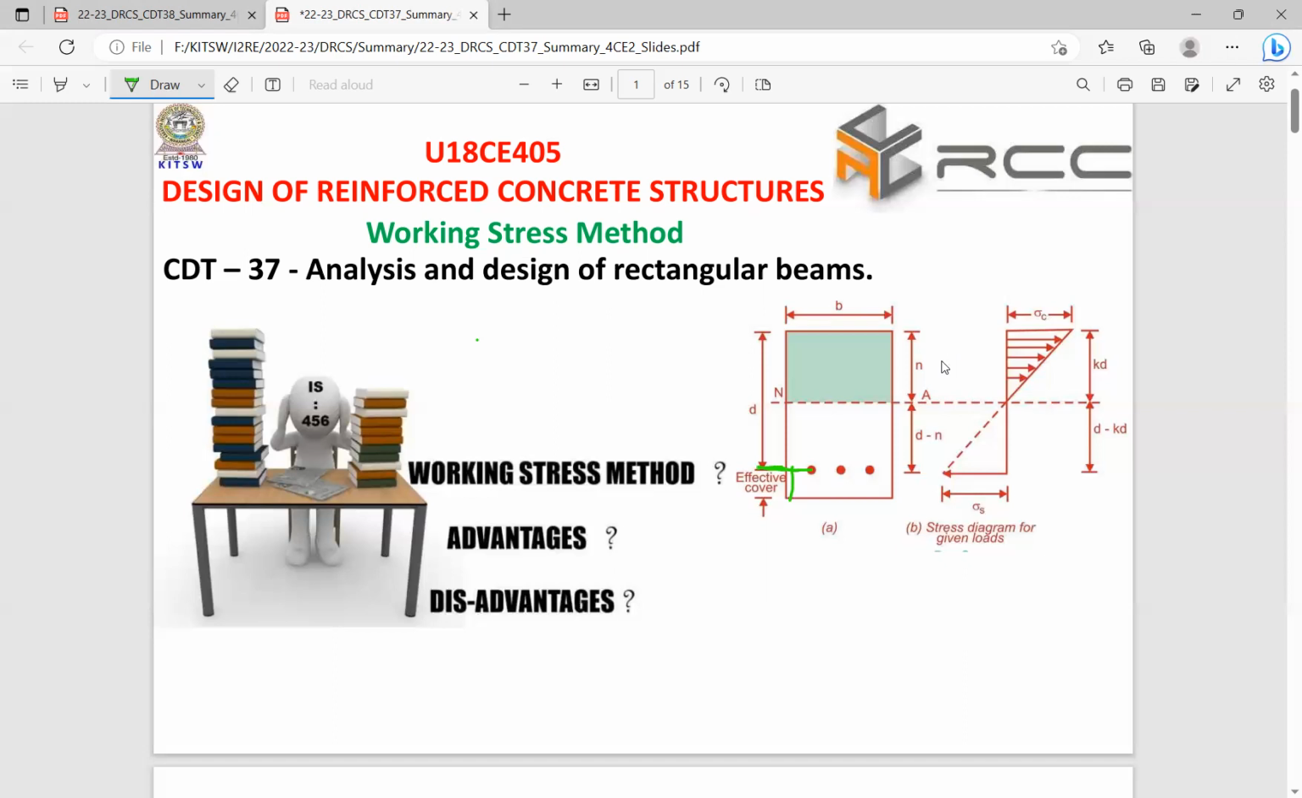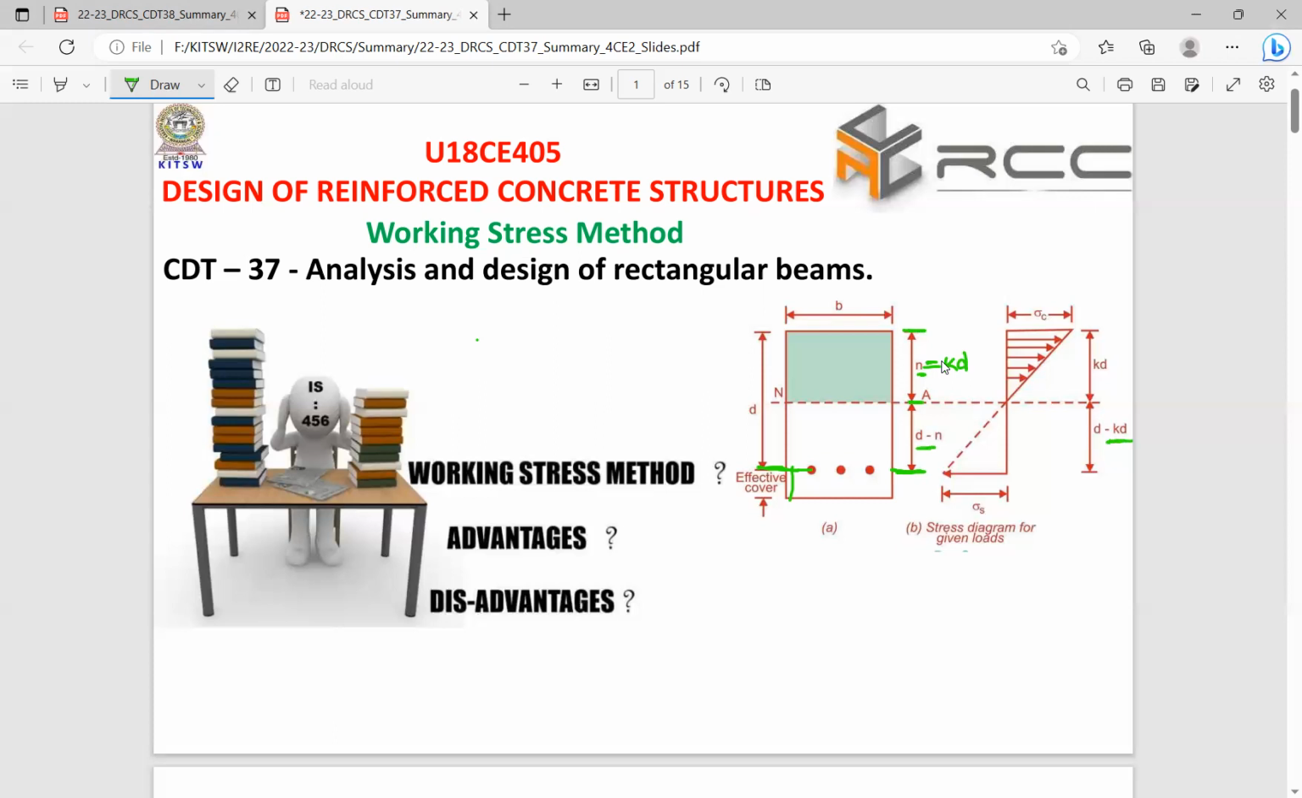Small n is the neutral axis depth from the top fiber to the neutral axis. The remaining portion from the neutral axis to the rebar at the tensile zone, the tensile zone, that is d minus n. Now I am considering a neutral axis coefficient k for the calculation of neutral axis depth n. n is equal to k times d, and if you substitute n equal to kd, then this length will become d minus kd.